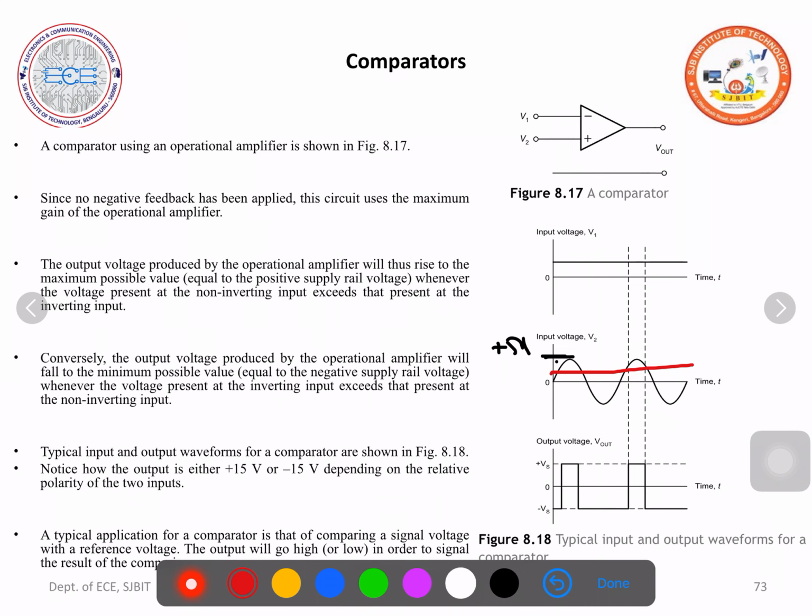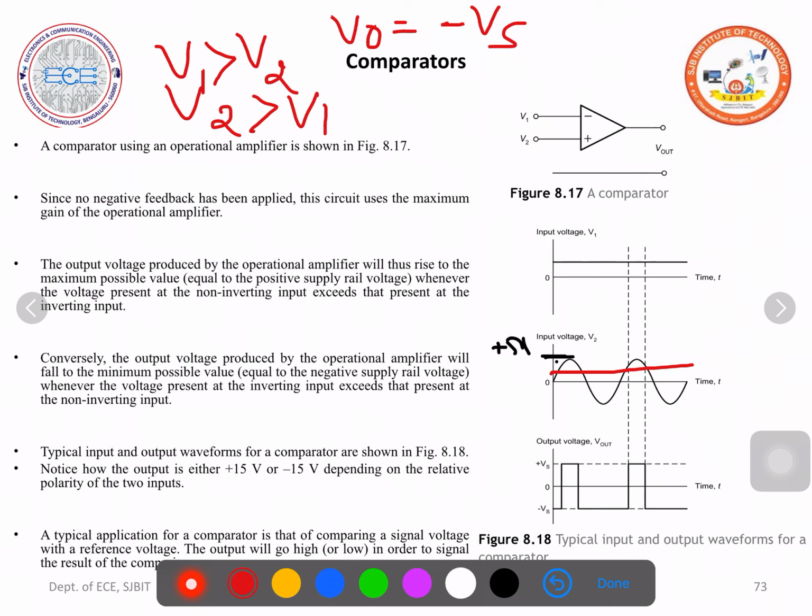In simple words, whenever V1 is greater than V2, the output voltage will be minus Vs. Whenever V2 is greater than V1, the output voltage will be plus Vs. That's it. If you remember these two, you can write the waveform.